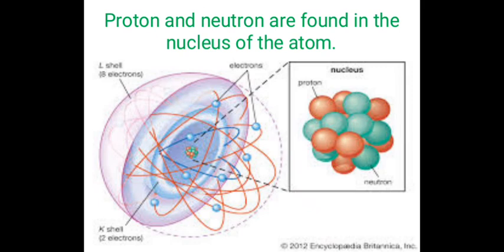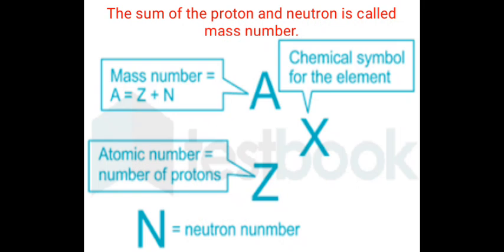The atom also has shells. K shell has a maximum of 2 electrons. L shell has a maximum of 8 electrons. The nucleus is made up of protons and neutrons. Electrons revolve around the nucleus.